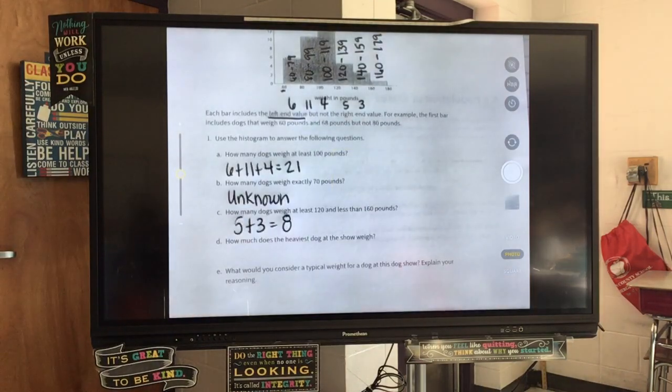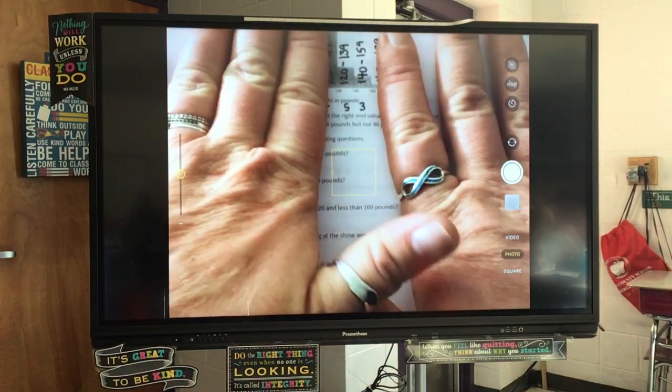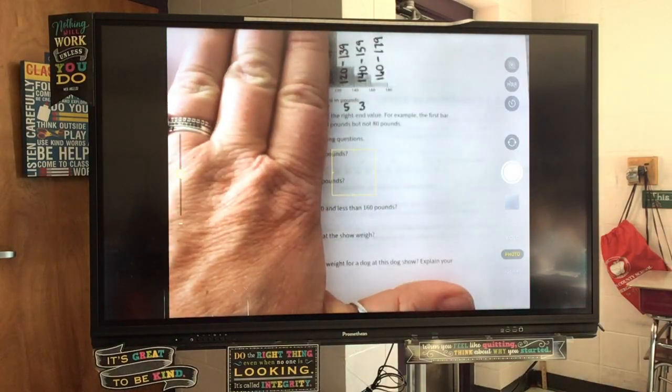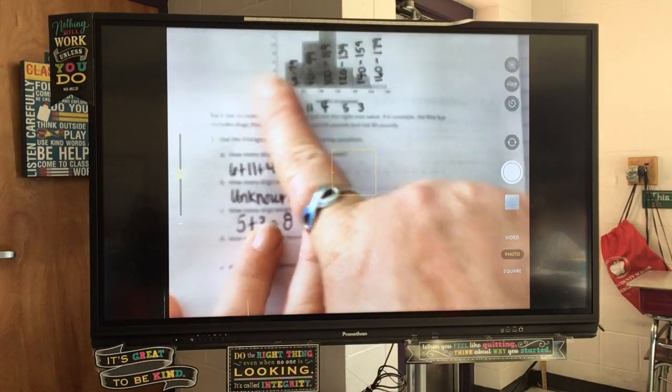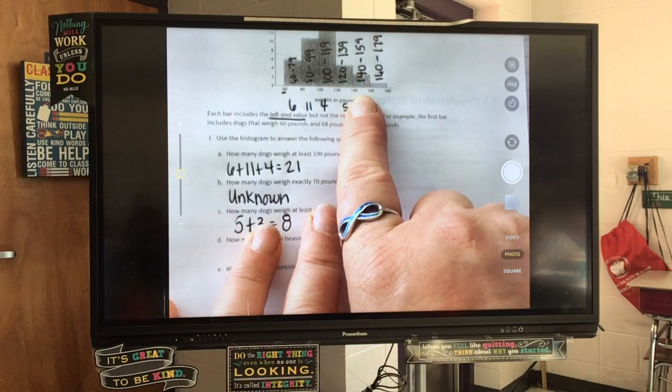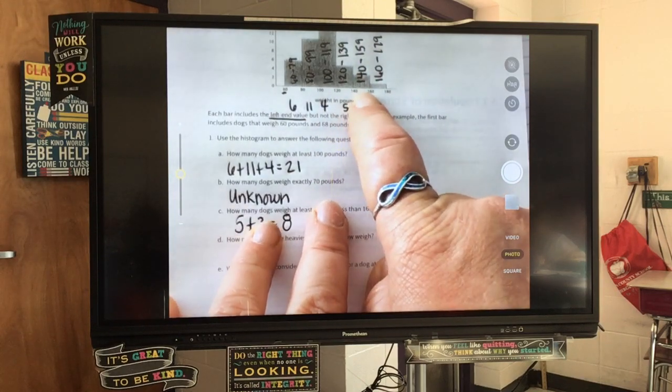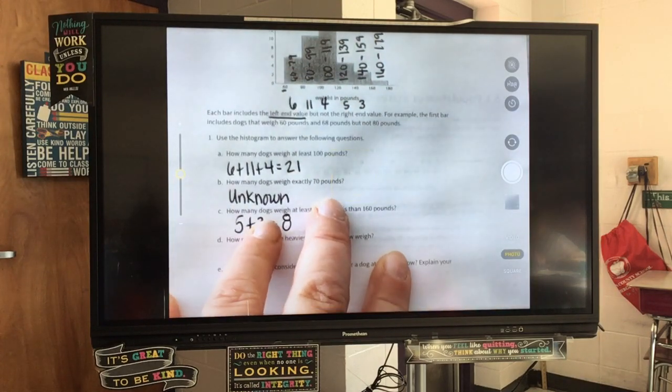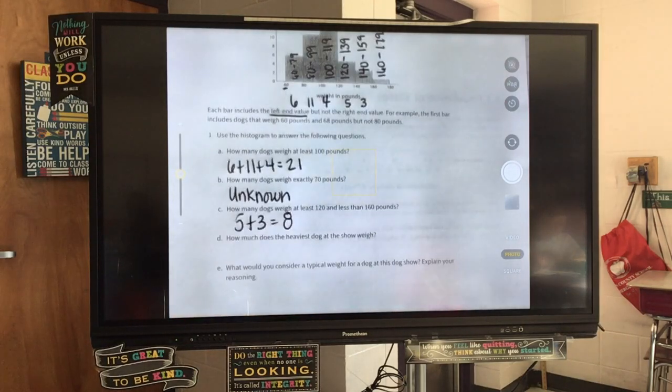Okay, so that one we were able to find, right? Does everybody understand? You look kind of confused. Are you sure? Okay, so just using this range right here, because it has to be less than 160, but at least 120, you're just finding the frequency of the 120 to essentially 159. How many dogs fall in those two buckets? Okay? All right, D, how much does the heaviest dog at the show weigh?